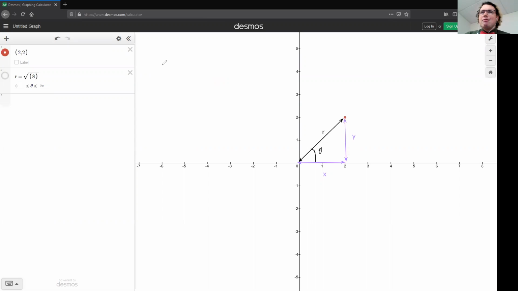So if I have the x and y coordinates, how can I find r and theta? Well, I already did r. This is going to be the square root of x squared plus y squared. How am I going to find theta? Well, I know that all of the trig functions for this angle theta are defined in terms of the numbers x, y, and r.